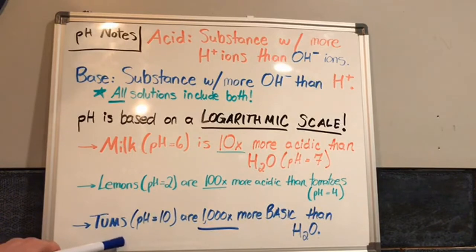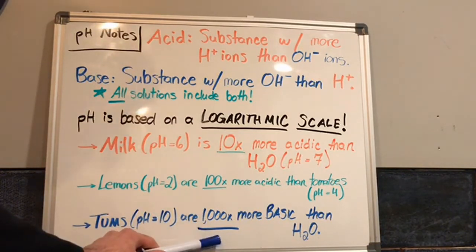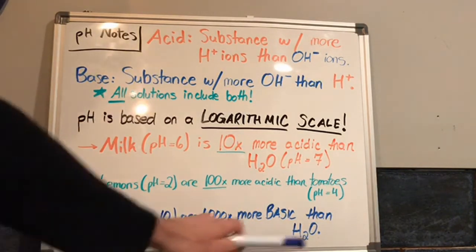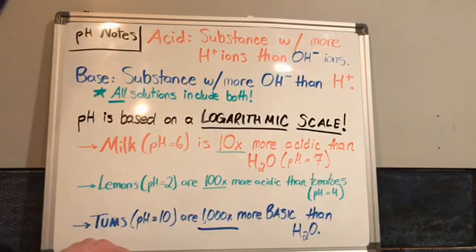And then the other side, you can also talk about bases the same way. Tums, pH of 10, are 1,000 times more alkaline or more basic than water. Water's got a pH of 7. That's 3 pH units different, and so that's 10 times 10 times 10, which is 1,000 times. That means there's 1,000 times more OH minus ions in Tums than there are in water, or at least that ratio is 1,000 times different.